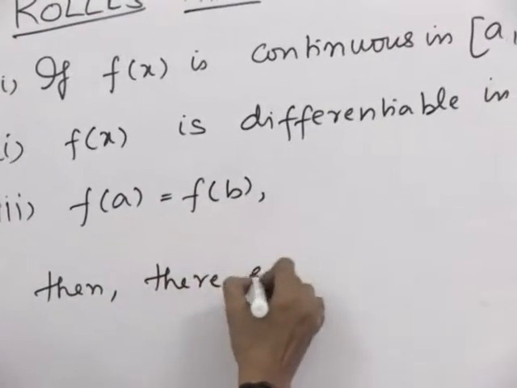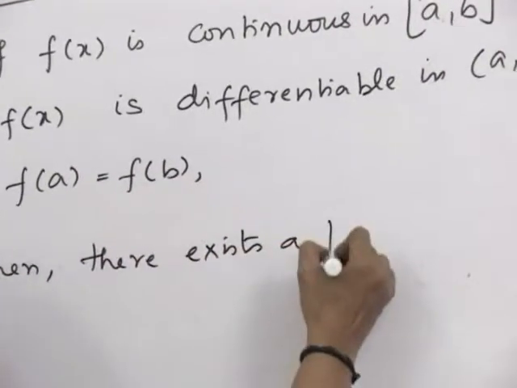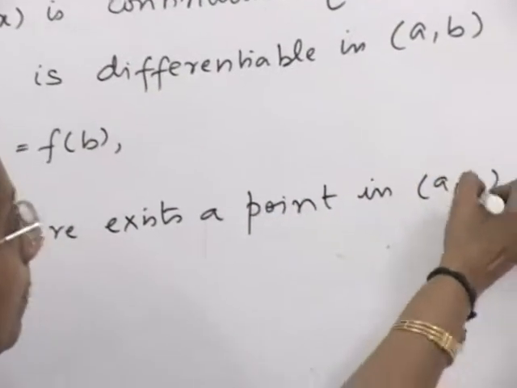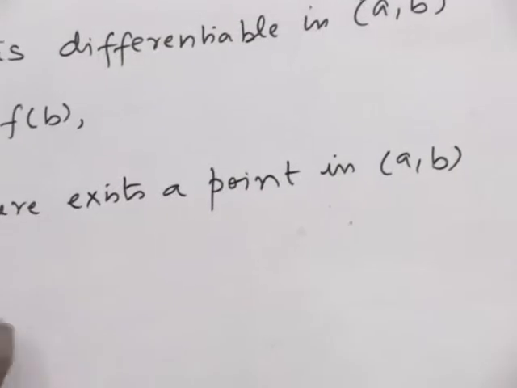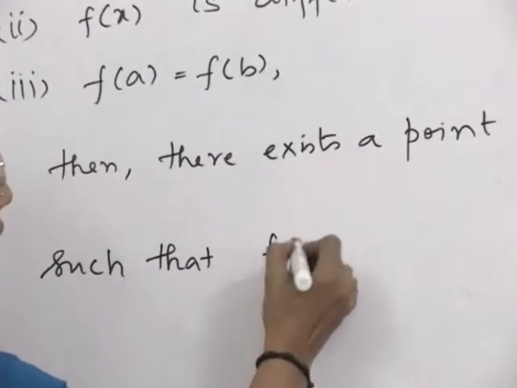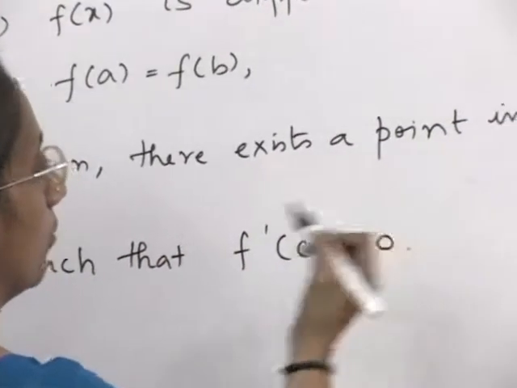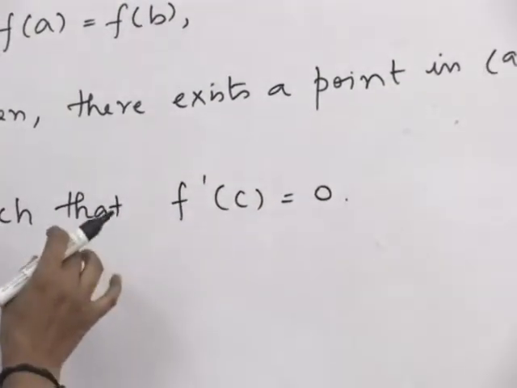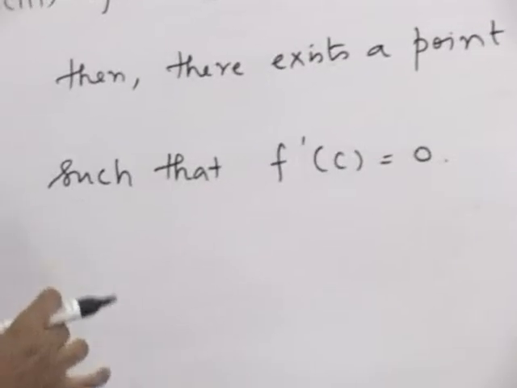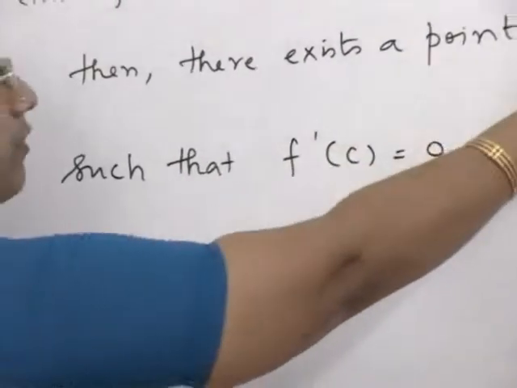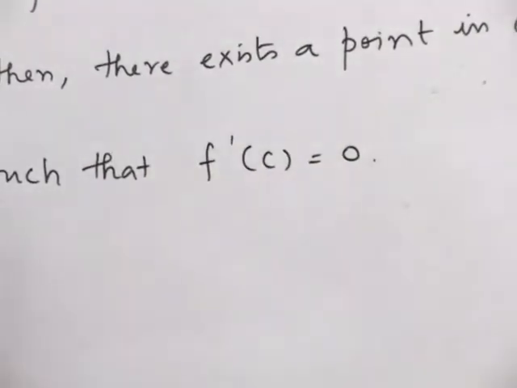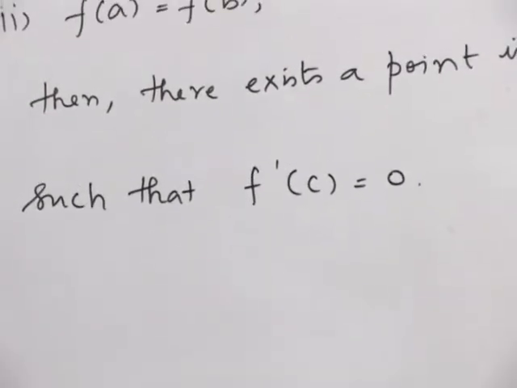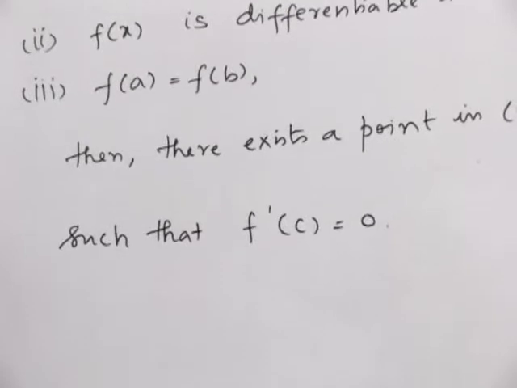there exists a point C in AB such that f dash of C is equal to 0. Now there exists a point in AB means that there will be at least one point in the interval AB such that f dash of C will be equal to 0. Now these put together will be known as Rolle's theorem.